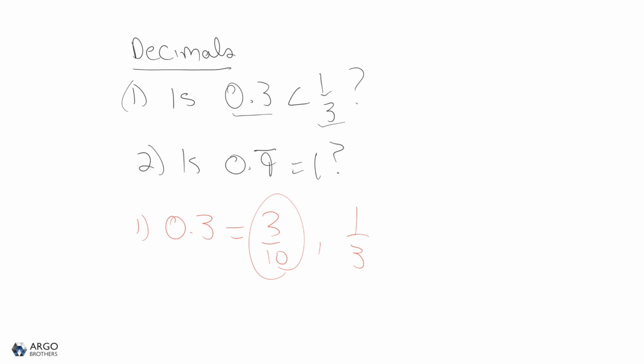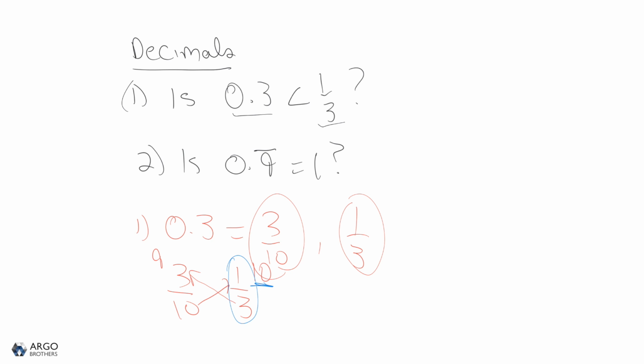Well, the way we can compare these two fractions is by cross multiplying. So we have 3 over 10 and 1/3. To compare the fractions, we can just take 3 times 3, which is 9, and 10 times 1, which is 10. And since the 10 is on this right side, that means that 1/3 is bigger.